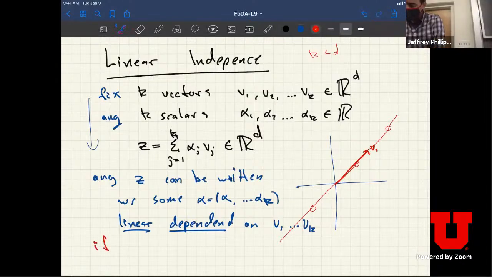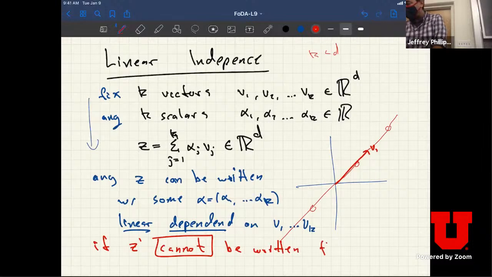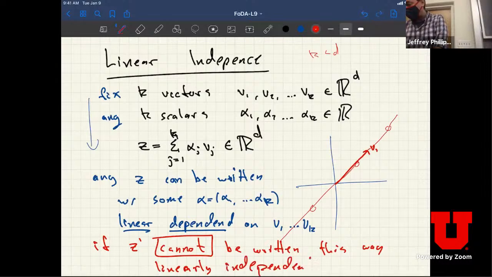And if z prime cannot be written this way, then it is linearly independent. Okay, so if it cannot be written in this way, then this is what's called a vector which is linearly independent on these vectors, v1 through vk.